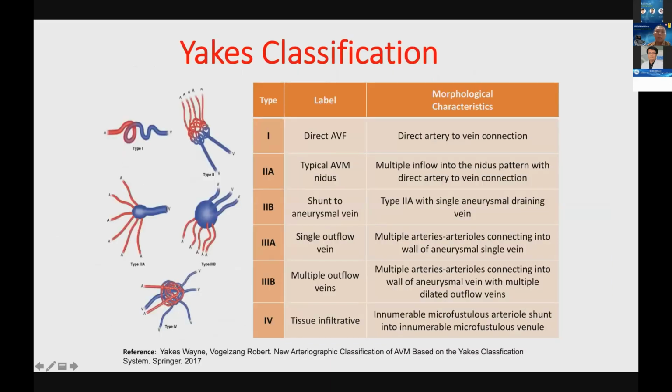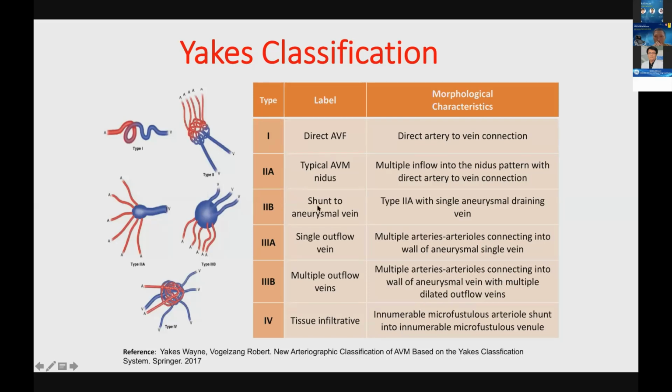How about the Yates classification? This is a little bit complicated compared to CHODO. This is the IV fistula. This is type 1 for the AVM. This is the direct IV fistula, not AVM for this case. CHODO type 1 is the same as in the Yates classification. How about the second, 2A, typical AVM nidus with multiple feeding arteries, and this is one draining vein, and 2B more than one draining vein.